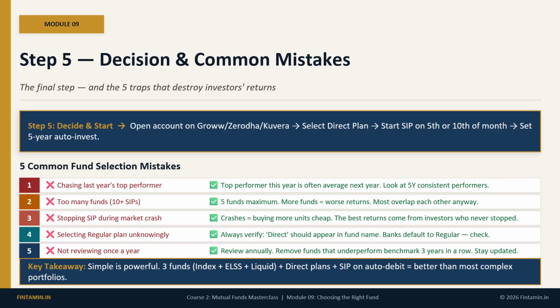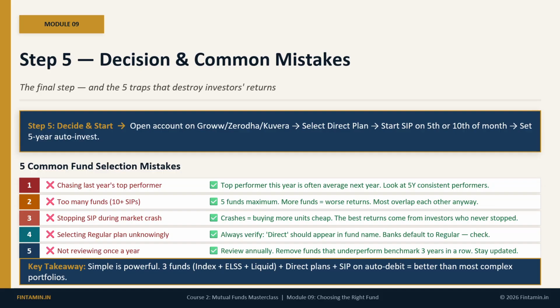Step number 5 and common mistakes. Step number 5. Decide and start. Open your account on Groww, Zerodha Coin or Kuvera. Select the direct plan. Start a SIP on the 5th or 10th of the month. Early in the month is better. Set an auto invest reminder.